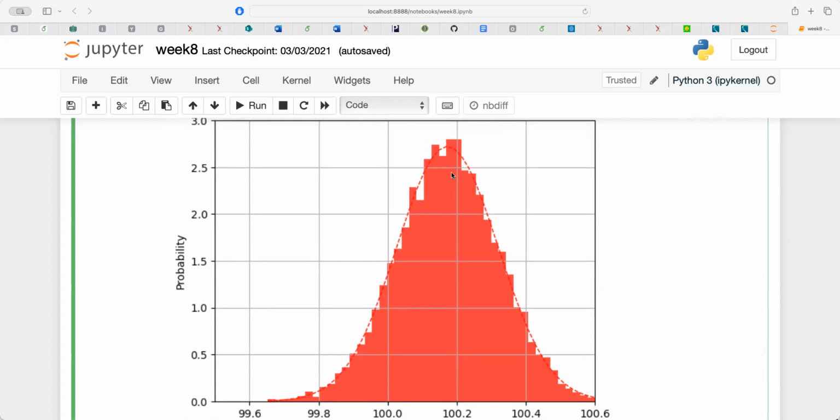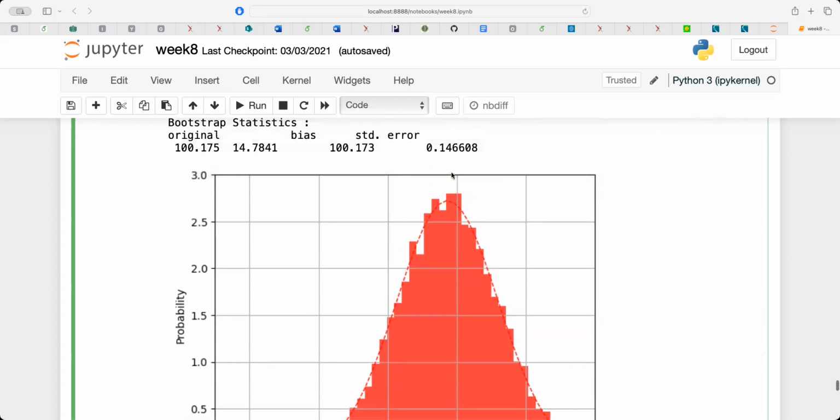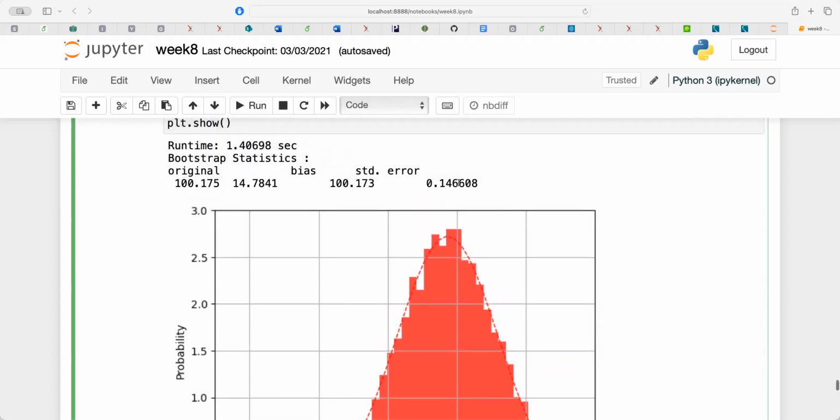So I could do this 100,000 times, and then I would clearly get this divided by the square root of 100,000, and I can keep going on like this. So this is just a demonstration of the central limit theorem. And applying the bootstrap is in this case the same as generating 10,000 data sets again and again.